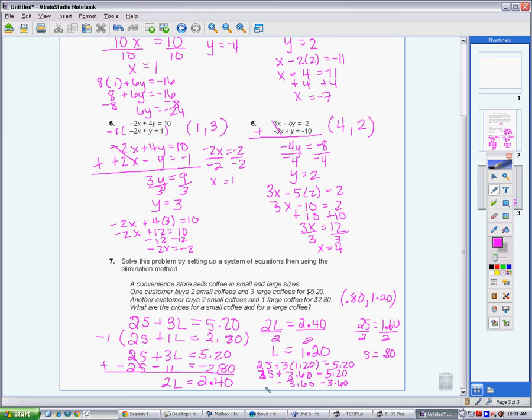Remember that if you add your equations together and one of them does not eliminate, you want to look for the coefficients to be the same and then be able to multiply one of the equations by -1. And that will allow you to eliminate the variable.